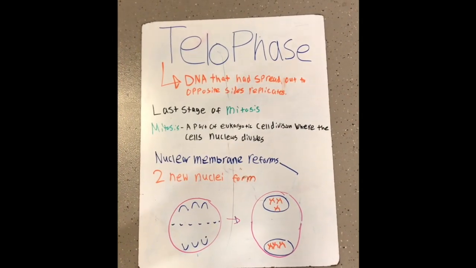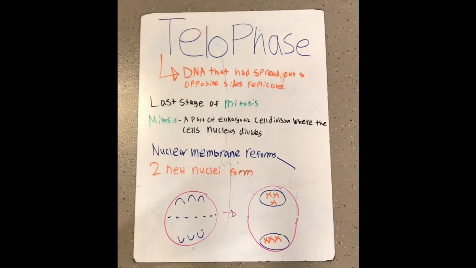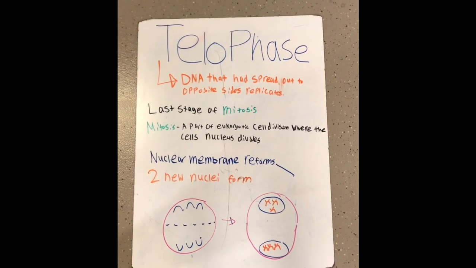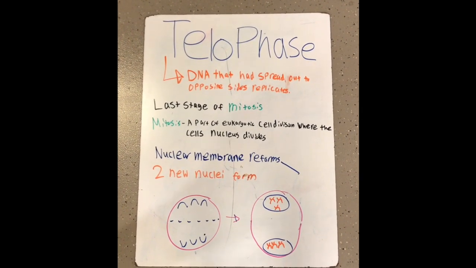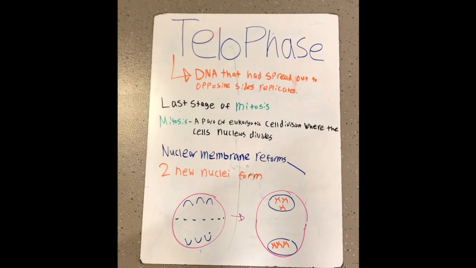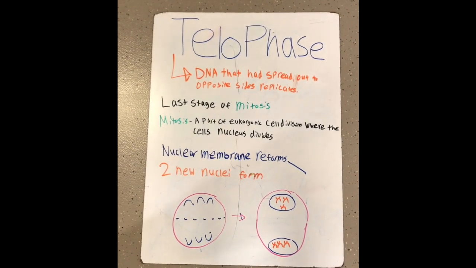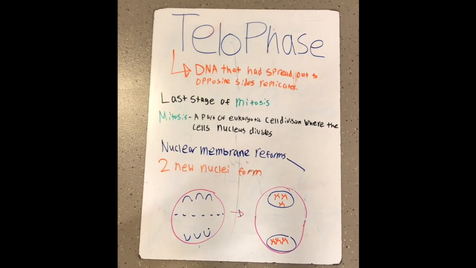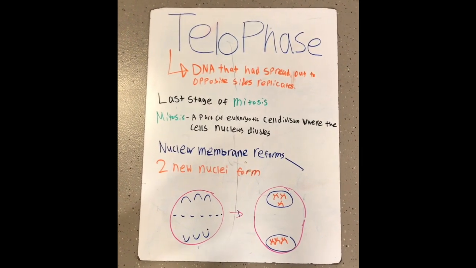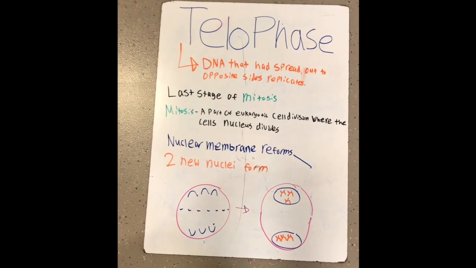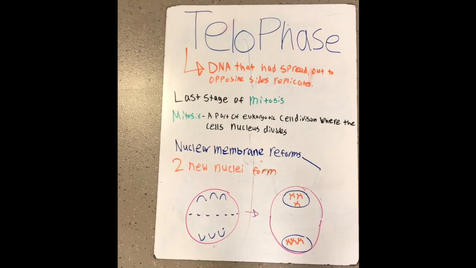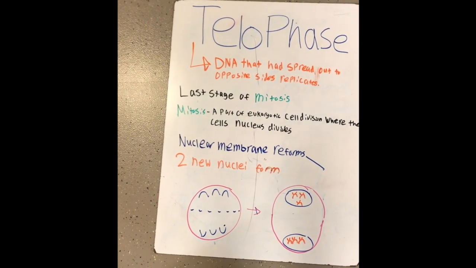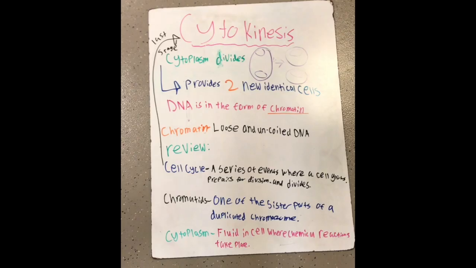The last stage of mitosis is telophase, and mitosis is a part of eukaryotic cell division where the cell's nucleus divides. In telophase, DNA that has spread out to the opposite sides replicates, and the new nuclear membrane forms around them, and also the two new nuclei form too. As you can see in the diagram, the nuclear membrane reforms in this stage, and the DNA is ready to join with DNA from another cell.